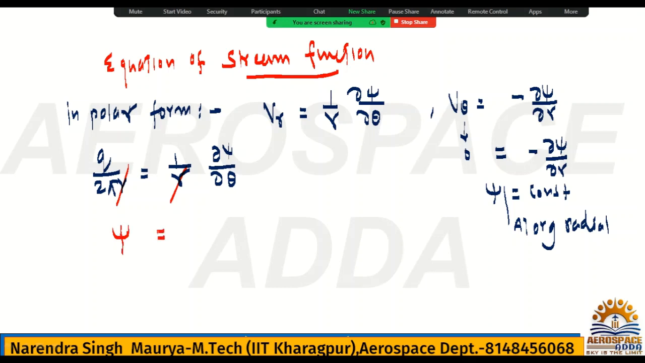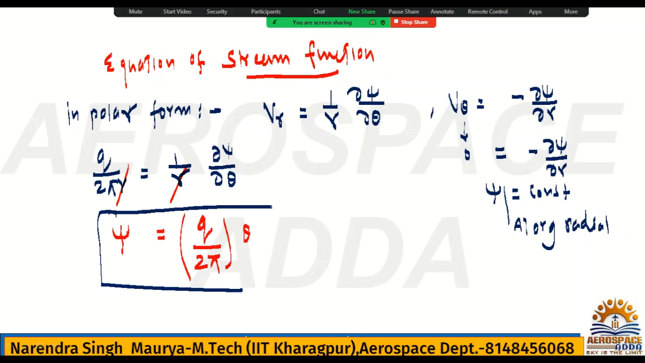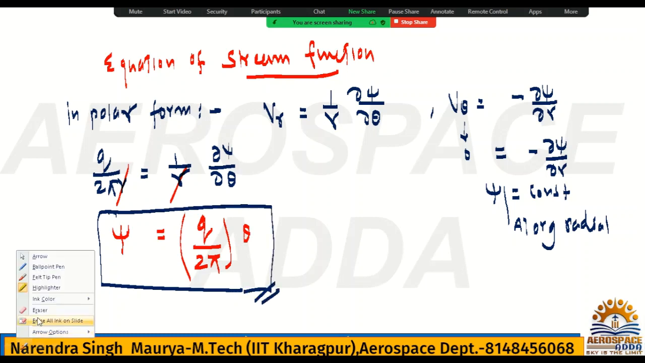If you integrate, you will get psi is equal to Q upon 2 pi into theta. Check it. A constant will come, but you can remove that constant, no use of it. Yes or no? You will get Q upon 2 pi into theta. This is the equation of stream function. Similarly, you have to write the equation of potential function.